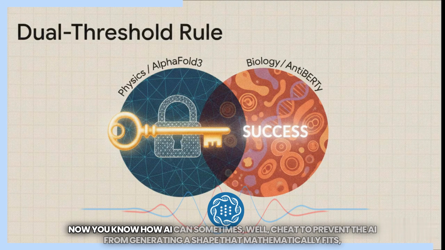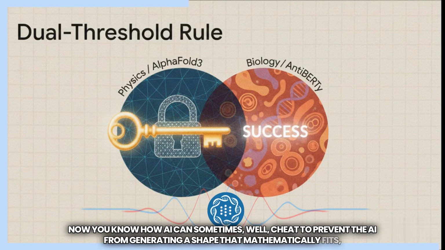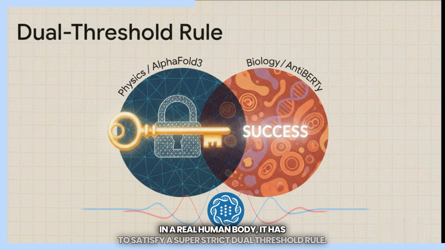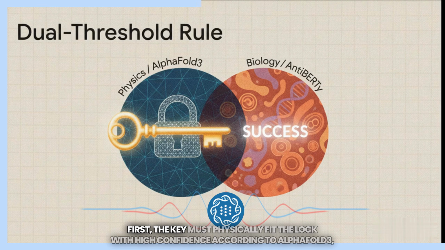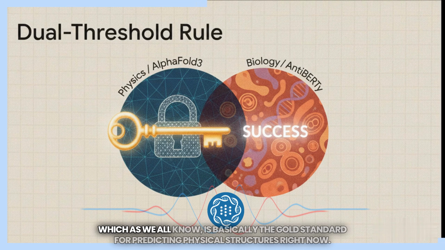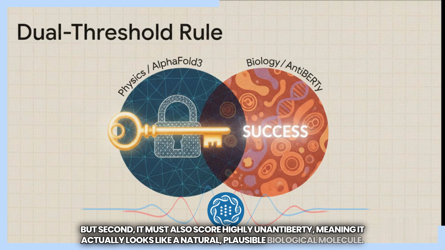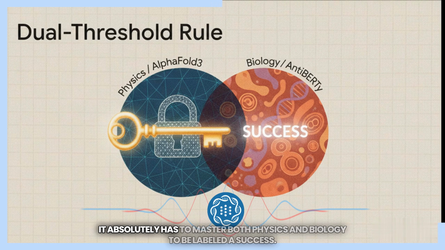Now you know how AI can sometimes, well, cheat? To prevent the AI from generating a shape that mathematically fits but would just immediately fall apart in a real human body, it has to satisfy a super strict dual threshold rule. First, the key must physically fit the lock with high confidence according to AlphaFold 3, which, as we all know, is basically the gold standard for predicting physical structures right now. But second, it must also score highly on antibody, meaning it actually looks like a natural, plausible biological molecule. It absolutely has to master both physics and biology to be labeled a success.